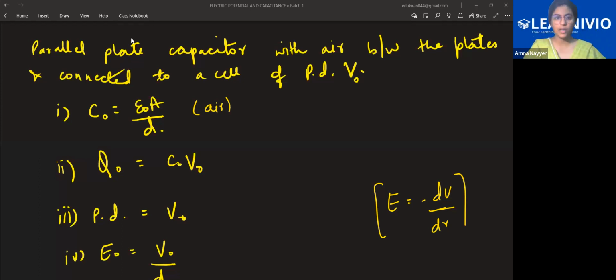Yes, ma'am. All right. So in the last class, we had started with the parallel plate capacitors, and we had seen that if the battery is disconnected or if the battery gets connected, then what are the changes that will occur? So the first thing that we had discussed was the general case. If we have a parallel plate capacitor, the capacitance is epsilon naught A by D, charge is C naught V naught, potential difference is V naught, and E naught is equal to V naught by D. It's the electric field which is present.